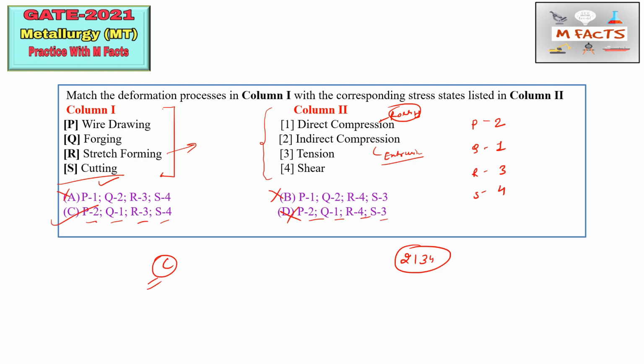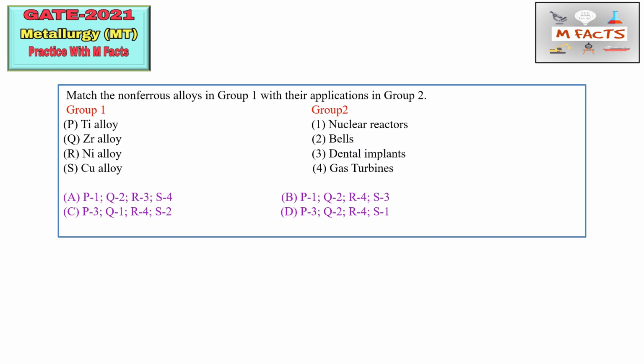Okay, so this is the main theme behind telling this type of matching questions, so that you can learn many other things related to this matching type of questions. Okay, so you may learn many concepts from these matching type of questions. So the next matching is basically focusing on the application point of view. Okay, so group first contains some non-ferrous alloys and group second contains some applications of these non-ferrous alloys. So we need to match group first by group second. Okay, so we'll take P, Q, R, S and we'll try to match all these.